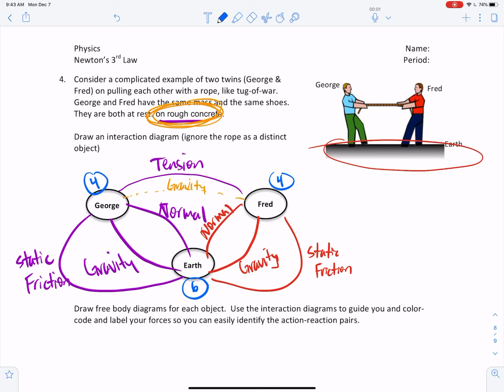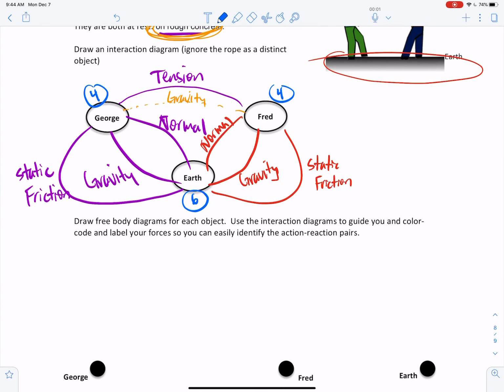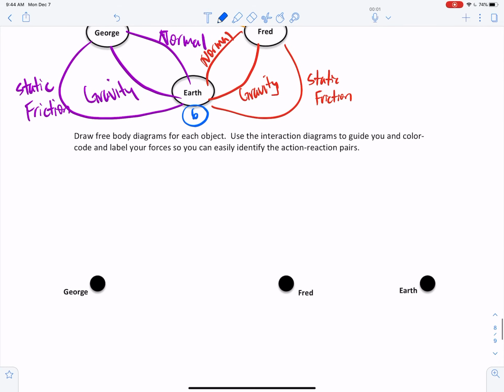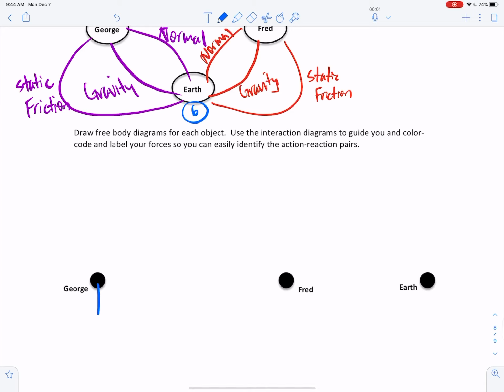So let's see if we can stay organized here. Starting with George. George has tension, normal force, gravity, and static friction. Okay, so let's start with the easy ones. George will be pulled down by a force of gravity from the earth. George will be supported by a normal force from the earth.